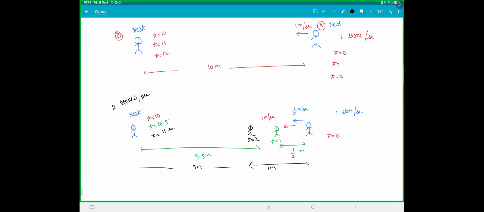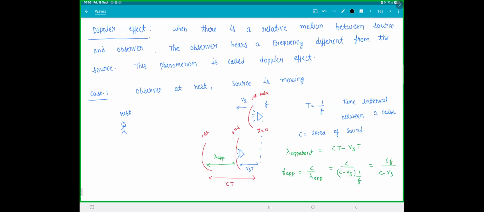Is this making sense, everyone? Simplistic example with stones and stuff, but you can see this is actually a Doppler effect. So when the source starts moving, the frequency gets messed up. In this case, it is the number of stones per second. In this case, it is the number of waves per second. Clear with this?